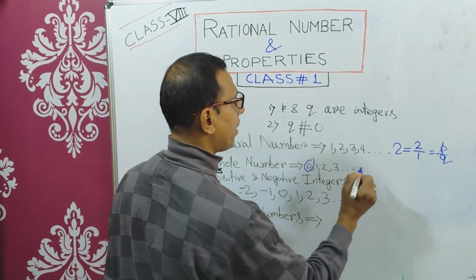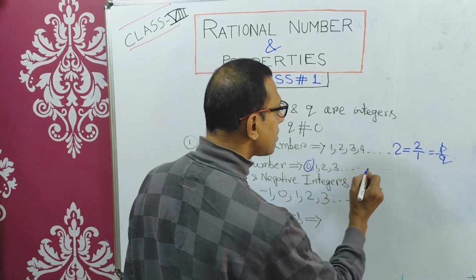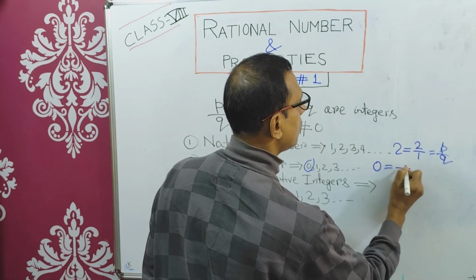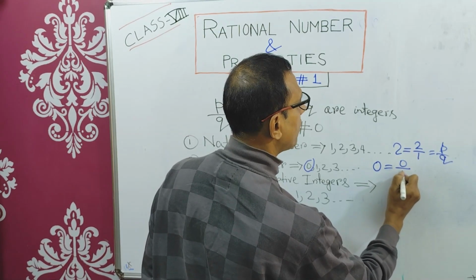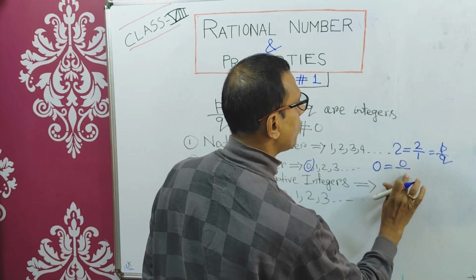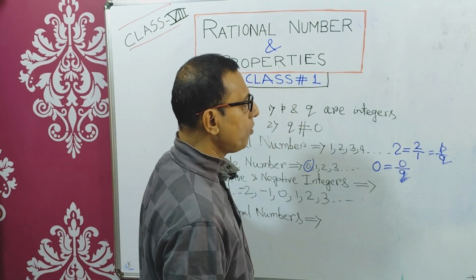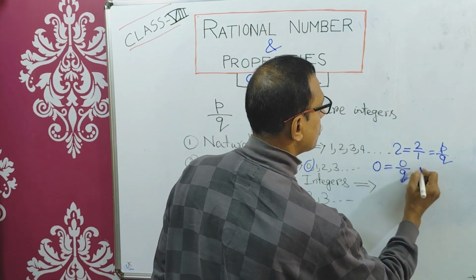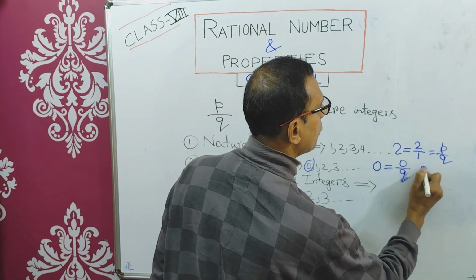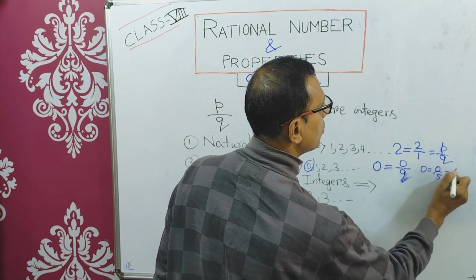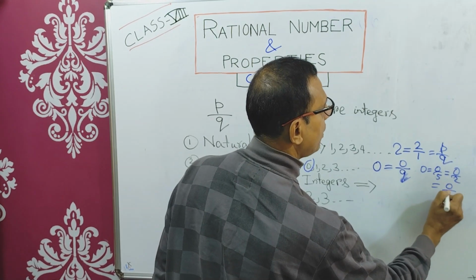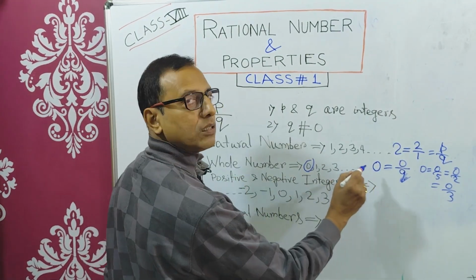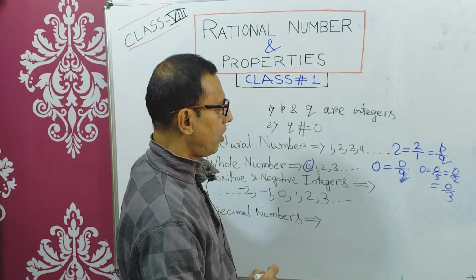So now, in the whole number part, is 0 a rational number? Yes, we can do that. We can express 0 as 0 by any number. It could be 1, it could be 3. So 0 by Q, if Q not equals to 0, it's a rational number. So 0 can be expressed as 0 by 5, equals to 0 by 2, equals to 0 by 3. So 0 can be expressed in the form of P by Q. So whole number is also a rational number, right?